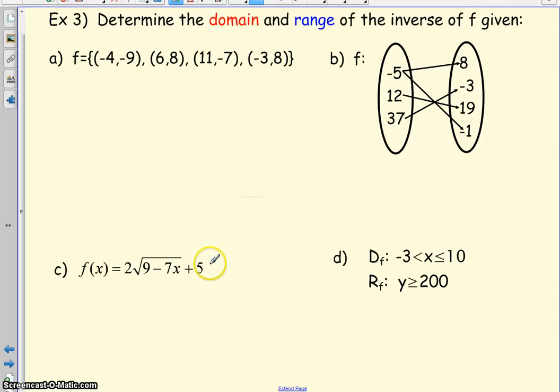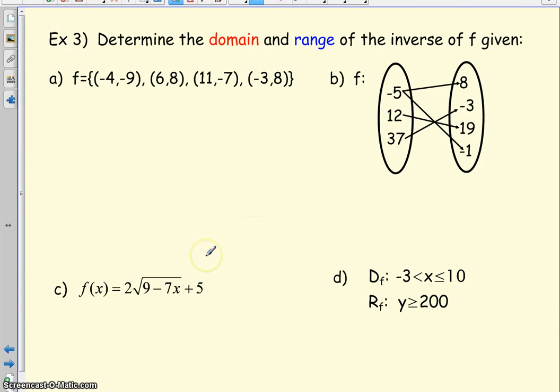Okay, so now with that in mind, here are 4 functions. I want you to tell me the domain and range of the inverse of f. So I'll do the first one with you, and then I'll leave you to try the rest on your own. So for the first one here, what I find easier is to start with my original, and then think about what's happening with my inverse.